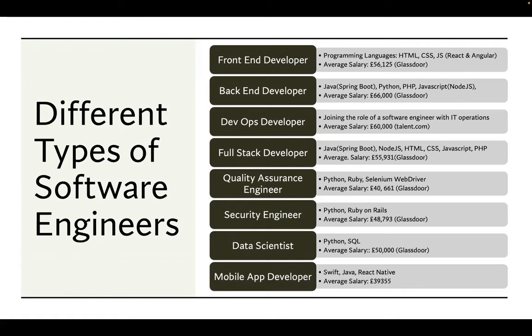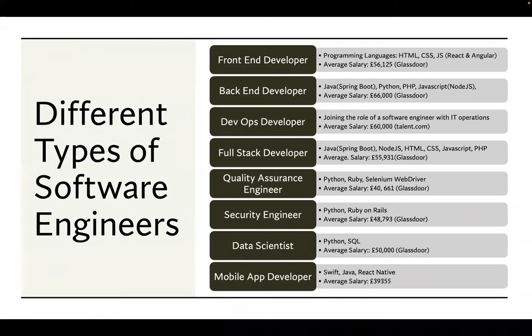Then you have a data scientist. A data scientist, in my opinion, is the best person on the team, because what that data scientist does is get the data, analyze it, and then you are able to make decisions from that. They say to become successful, you follow data and results. So that's why I think the data scientist is one of the most important parts of the team. Then at the end, we have mobile app developer. Sorry, I missed one thing out. The quality assurance engineer gets paid 40K, security engineer 48K, and data scientist 50K.